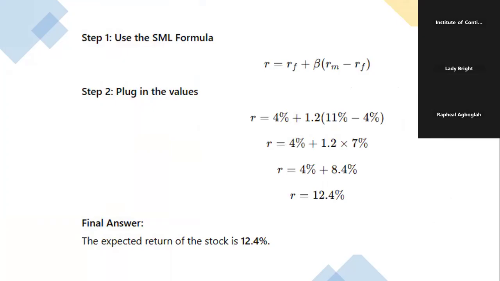Expected return is equal to, as the formula stated. I have one more from Patience. Patience, thank you. We put in our values, and then we have 12.4. Those of us who are not answering, we are about 40 or 37.